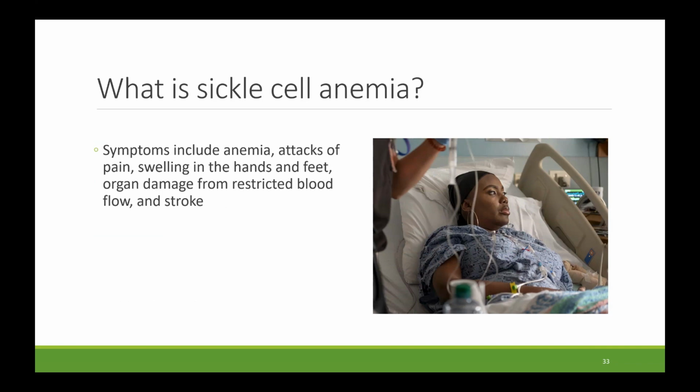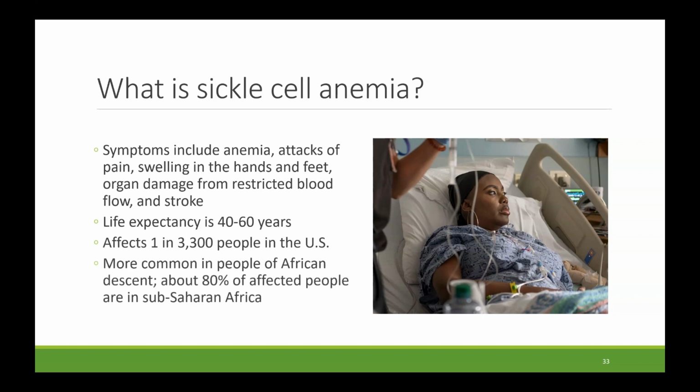The life expectancy for people with sickle cell anemia is 40 to 60 years. And in the United States, this disease affects about 1 in every 3,300 people. And it's much more common in people of African descent. About 80% of people affected by this disease are currently in sub-Saharan Africa.